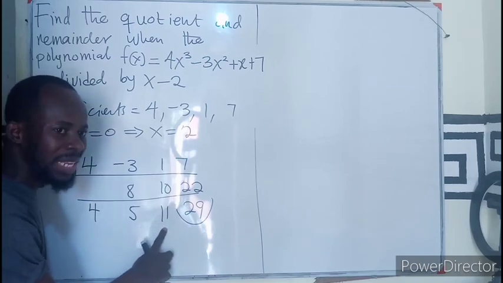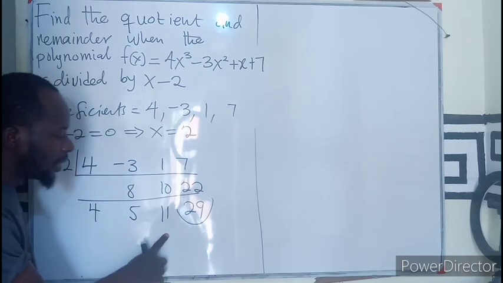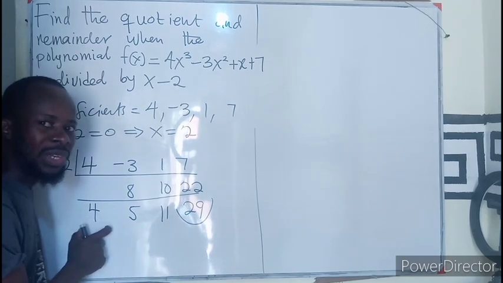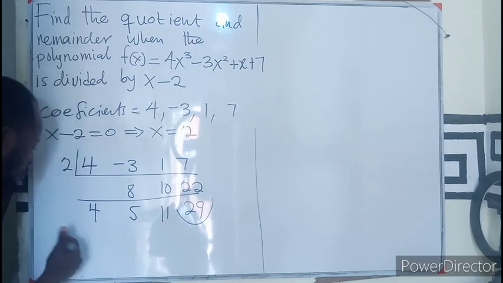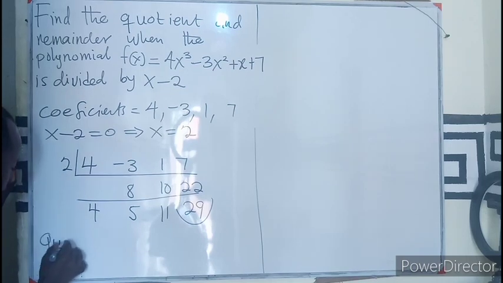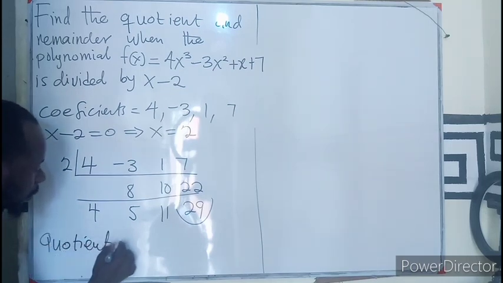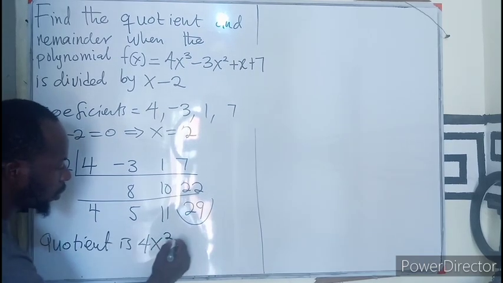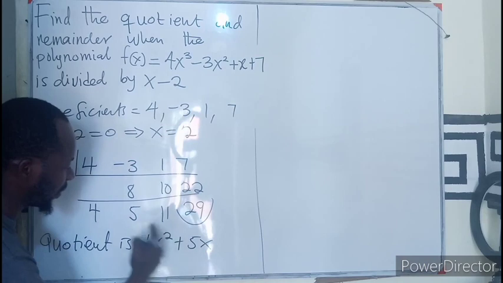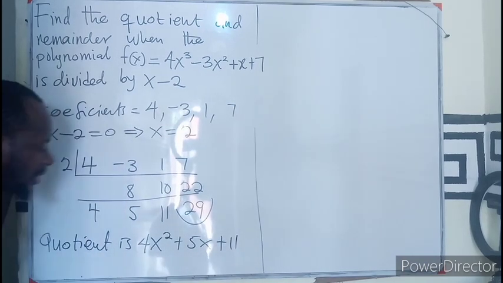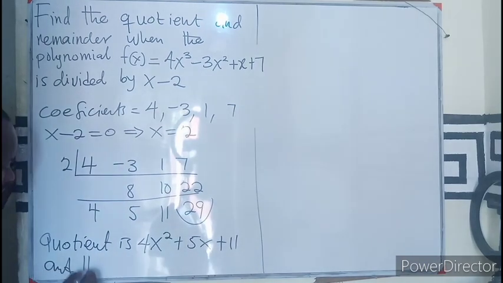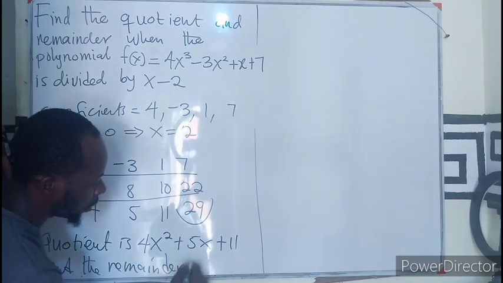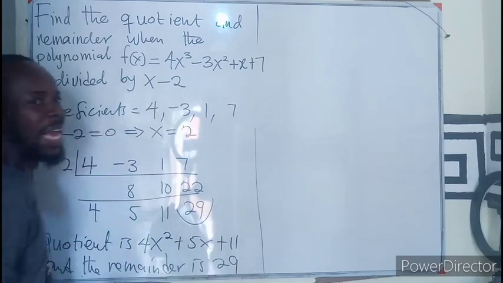So we are going to pick this as our constant term. This is going to be the coefficient of x, and this will be the coefficient of what? x squared. So our quotient is going to be 4x to the power 2 plus 5x plus what? 11. And the remainder is going to be 29.